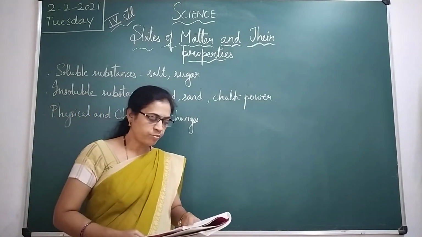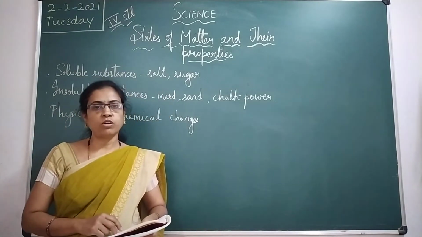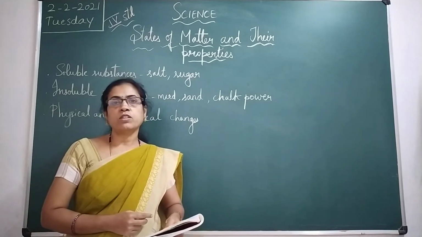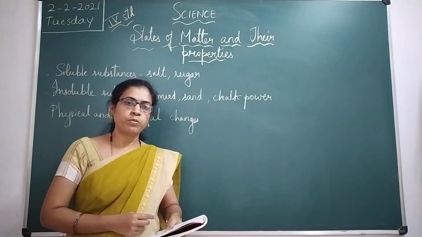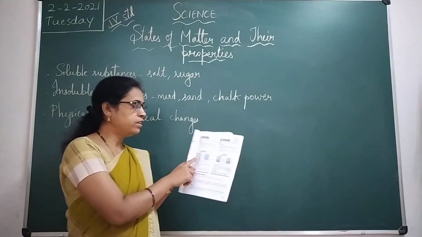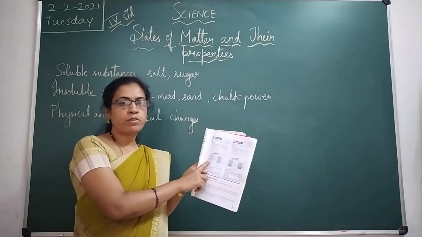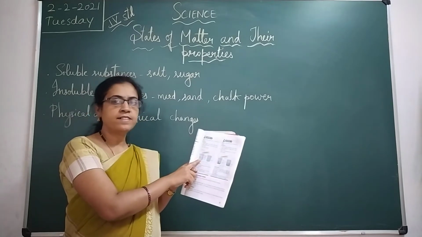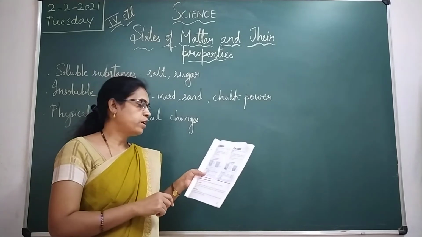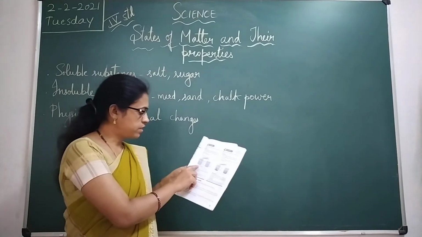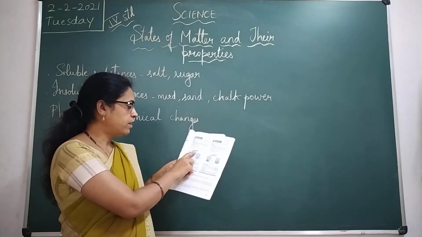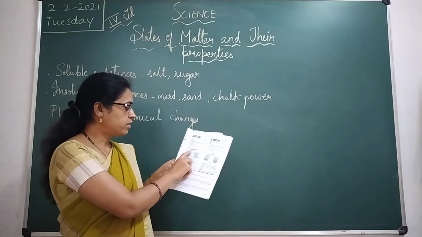Activity 5, children: to show that salt is dissolved in water, like a soluble substance. What is the procedure here? Take a beaker half filled with water. Put a tablespoon of salt into it and stir well. Then taste the solution. So take a beaker half filled with water and add a tablespoon of powdered salt here.